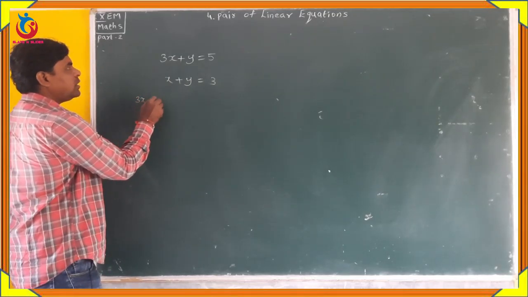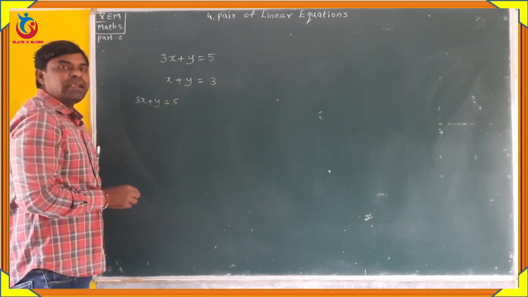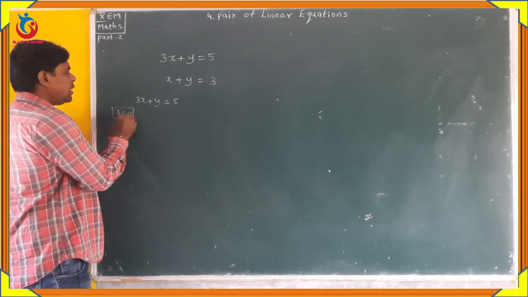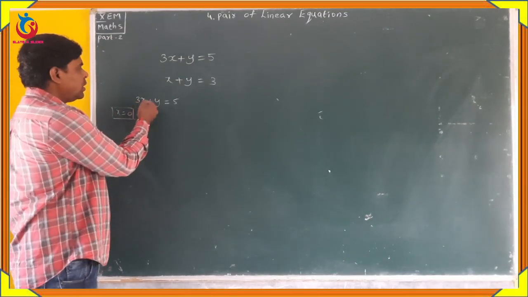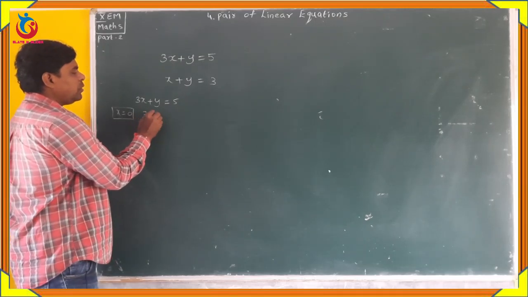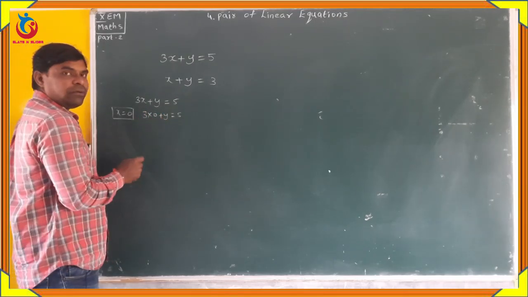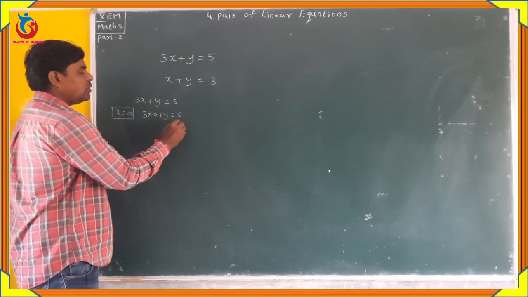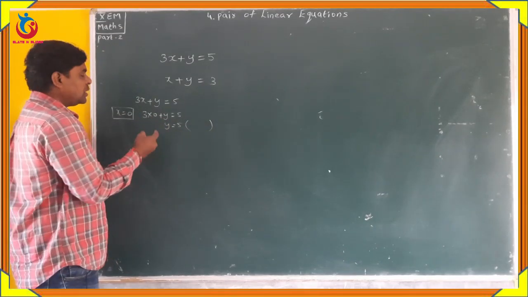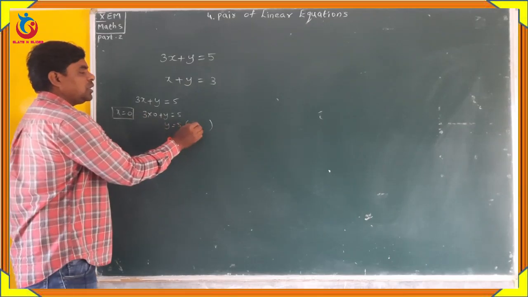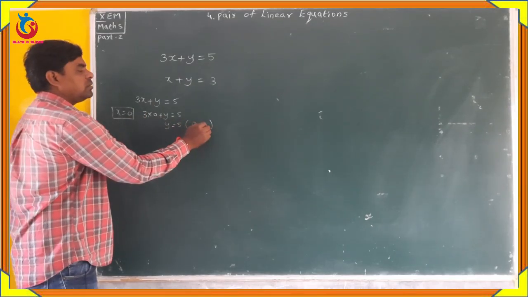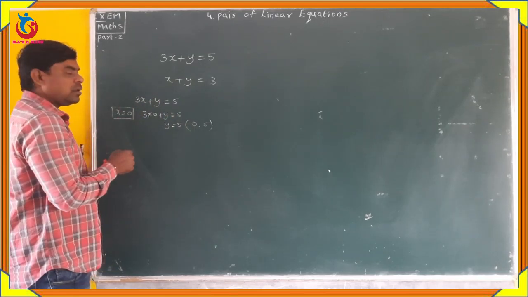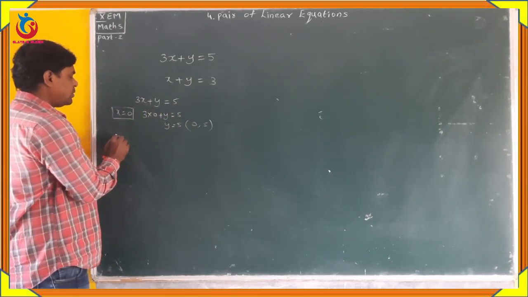Before drawing the graph, we have to find the points. Suppose I am taking x is equal to 0, I will substitute in it 3 into 0 plus y is equal to 5. 3 into 0 is 0, so just leave it, we get y is equal to 5. Then the point will become, the x coordinate is first 0 comma, then after, y coordinate 5. So 0 comma 5 is the point which lies on this line, and we have to take one more point.